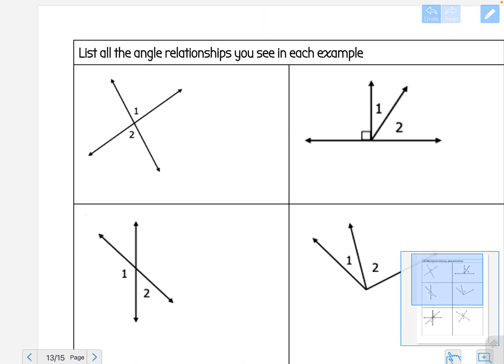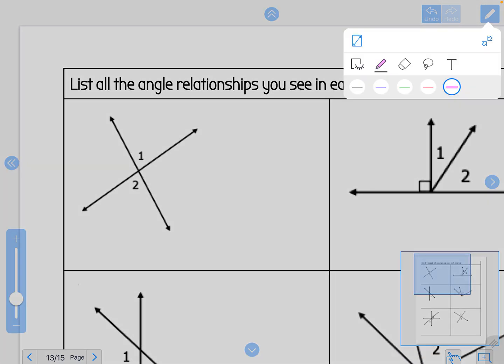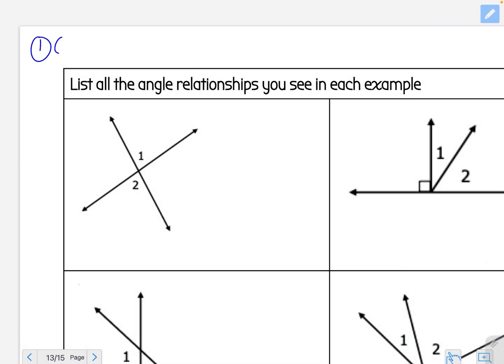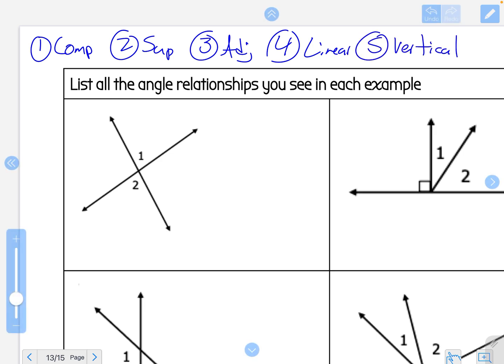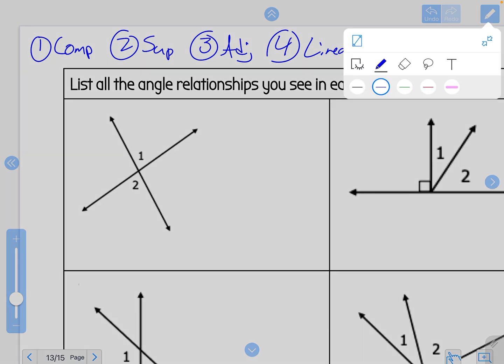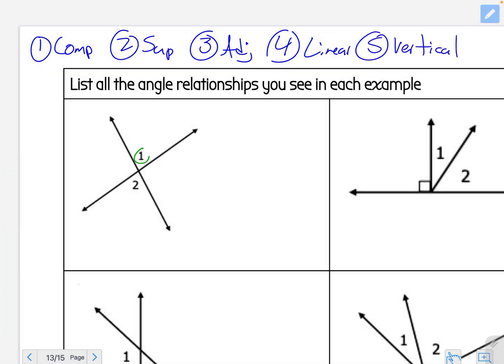All right, so now we're going to go through our list of angle relationships. We have complementary, we have supplementary, we have adjacent, we have linear pair, and then we have vertical. So we're going to look at these 6 pictures and determine which of these angle relationships the pictures have. And we're focusing on angle 1 and 2 in each picture.